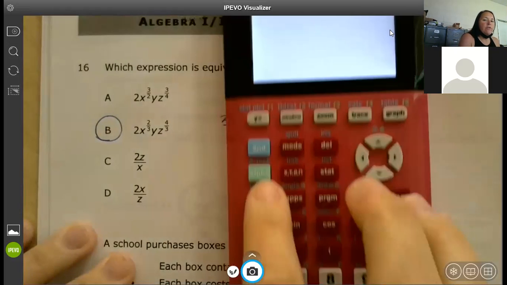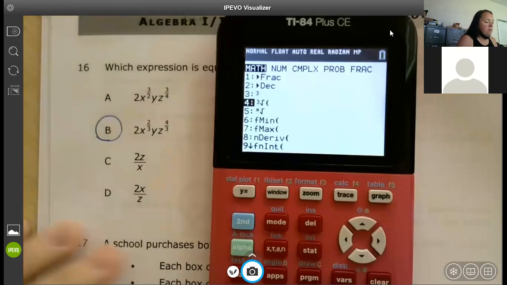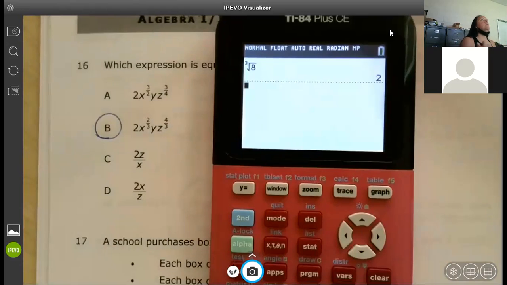to find that, you go under the key math. And it's right there, number 4. And then you type in 8. If you do it on your Desmos, you just put up the little keyboard thing. I don't care which calculator you use. You'll have both of them. Either or is fine. All right.